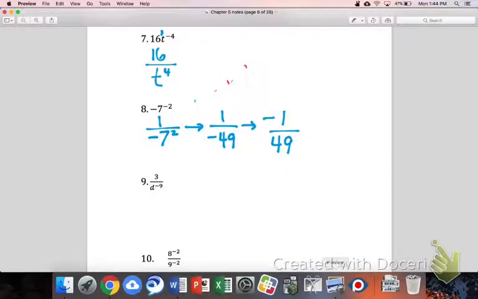On number 8, why would it be negative 1/49? Wouldn't it be positive? Hey, guys, listen up, please. So Ashlyn asked, why wouldn't it be positive 1/49? It has to do with, are there parentheses there or not?